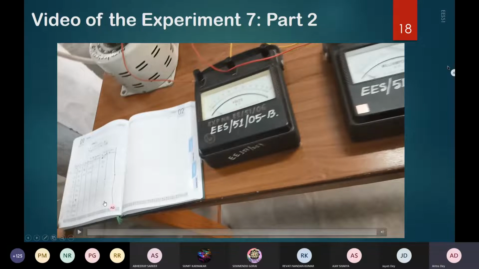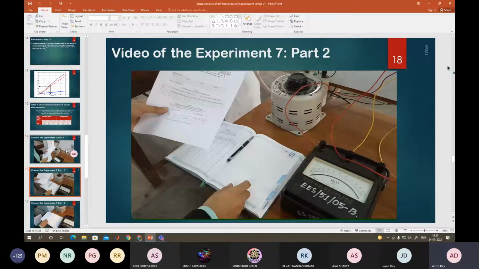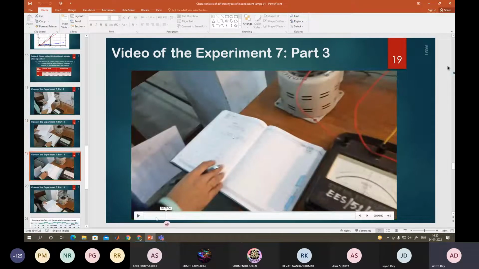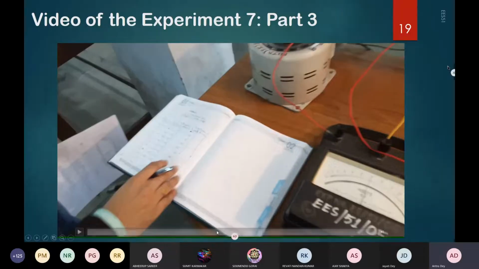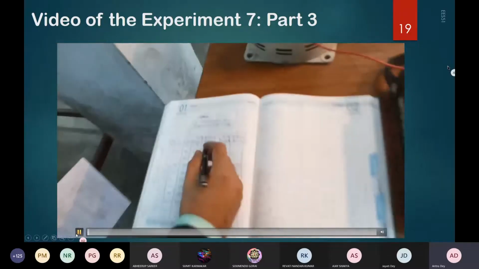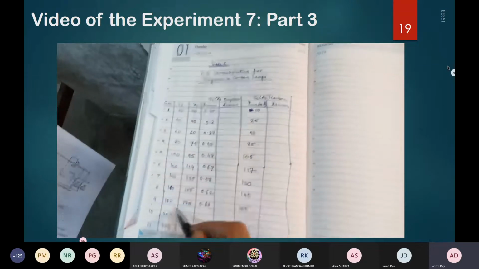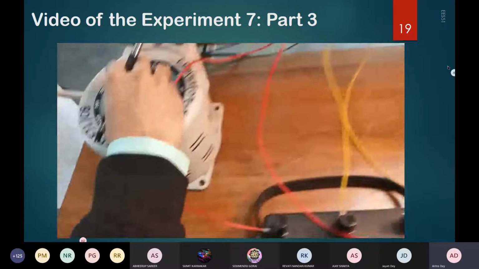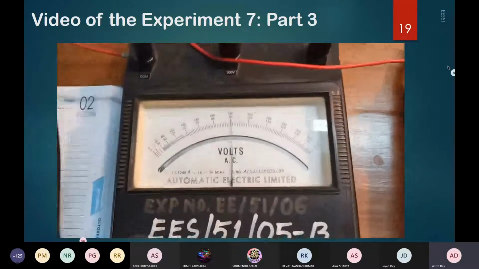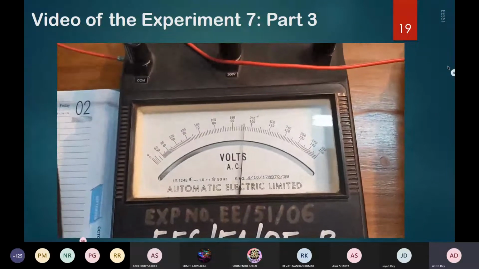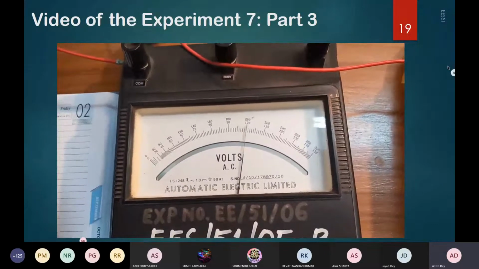Okay, so this is how we should continue and populate the table. I'll just start the next one. So you can see gradually we have populated till 180. Now let us do again for the 200 and 220. So last few increasing steps. So we are reaching 200.